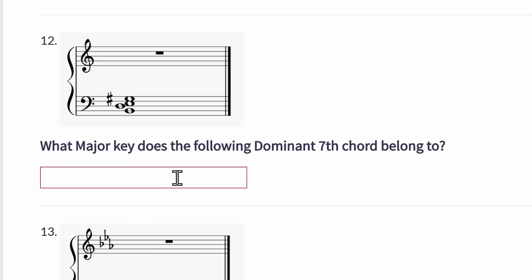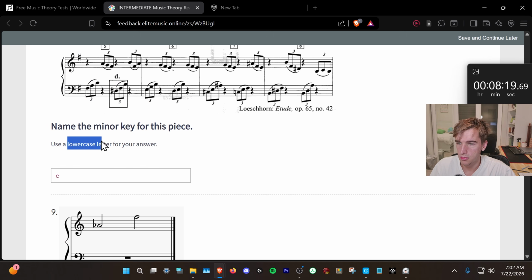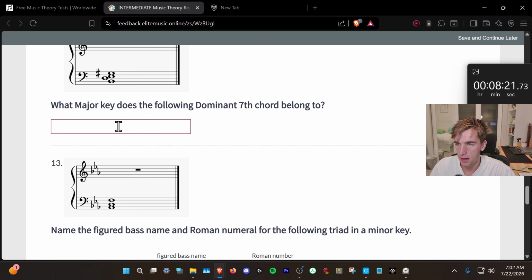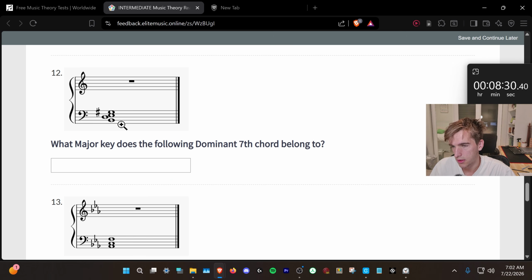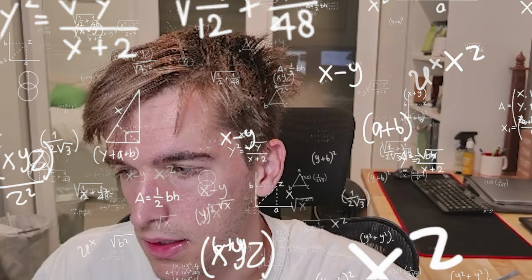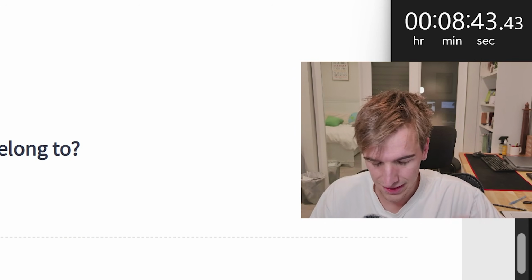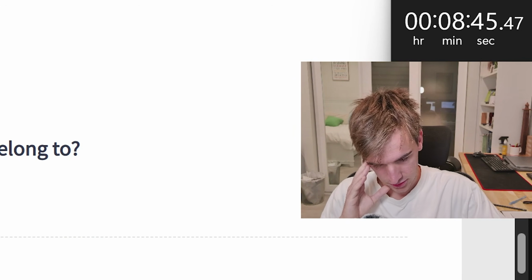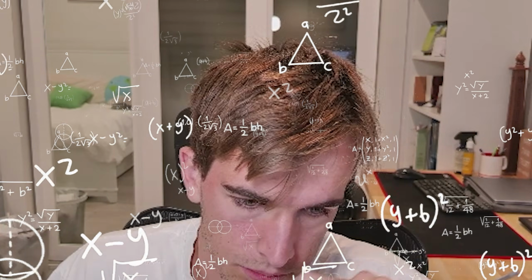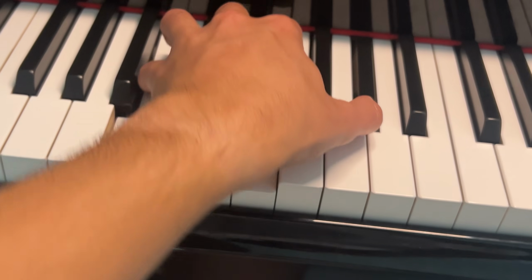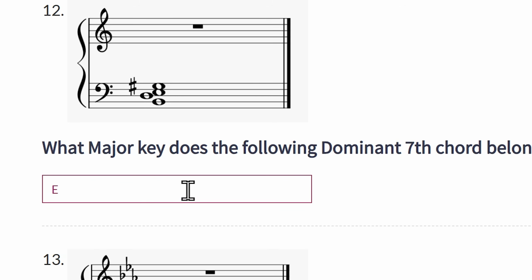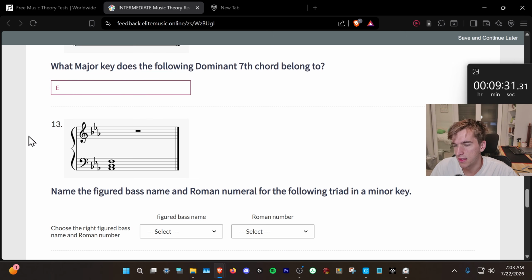What major key does the following... Okay, so you told me lowercase for minor, so for major I'm going to have to put uppercase. What major key does the following dominant 7th chord belong to? Oh my gosh, I have to calculate again. B, B, B. I need to visualize this. I'm not used to trying to visualize that. Yeah, that's just E major. I'm just gonna put capital E. They put in the same answers to the same questions for real.